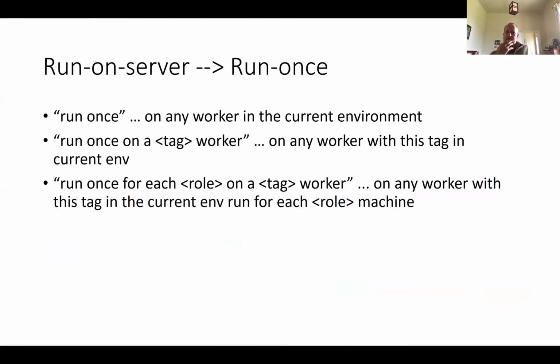To achieve this, the run on server steps become like a run once step. So we might have a step, maybe something like run once, and that would run once on any worker in the current environment, or run once on a particular kind of worker. So any worker with this tag in the current environment, and then you have run once for each role steps. Similarly, run once for each role on a particular kind of worker. So workers get assigned tags in an environment, and then we collect those and find a suitable worker at runtime.